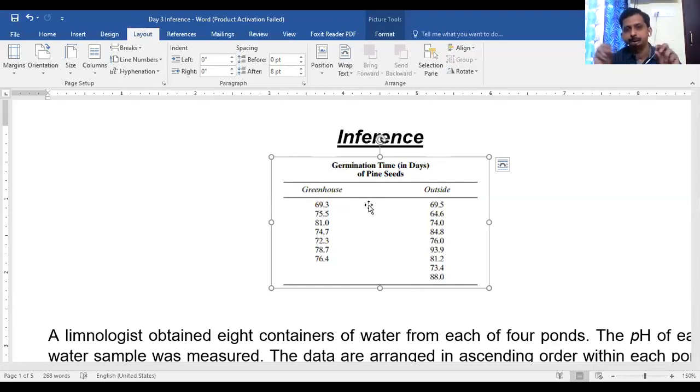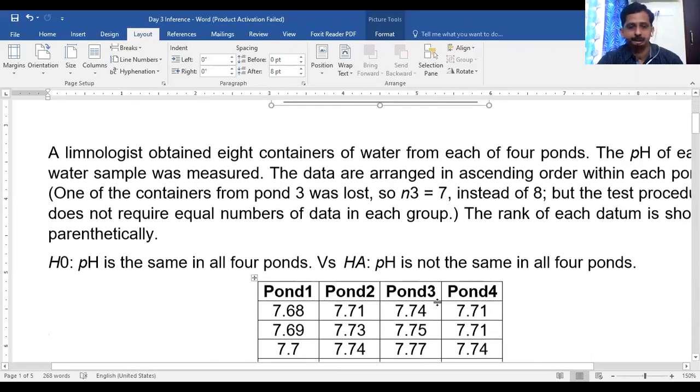How to define the null hypothesis here? The average germination time of the greenhouse is equal to the average germination time of the outside. Alternatively, writing greenhouse as g and outside as o, mu g is not equal to mu o. Now enter the data, apply the R code t.test, and then verify with the p-value. Simple.